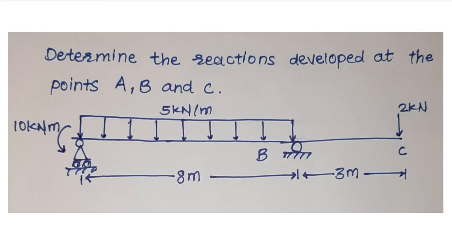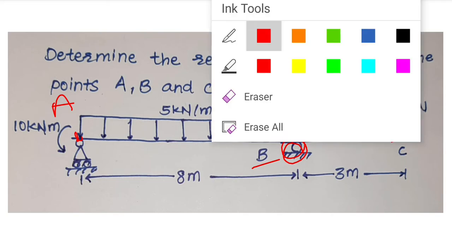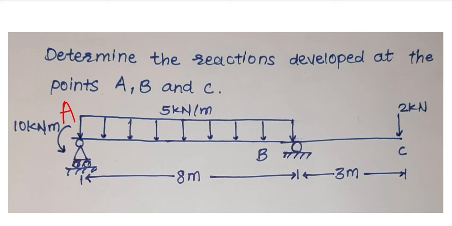So let's start. This is our question. Determine the reactions developed at the points A, B, and C. This point is A, here is the point B, this is the B point, and this is the C point. It is A, this is B, and this is C.